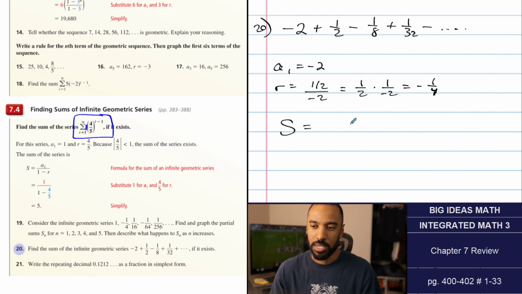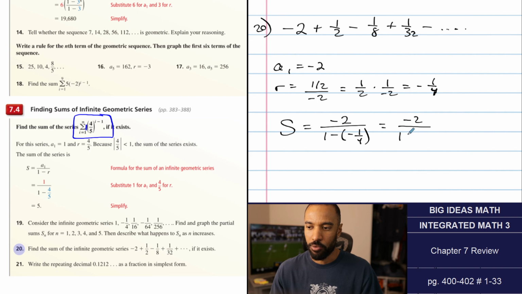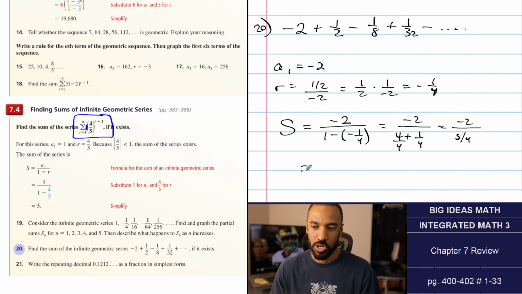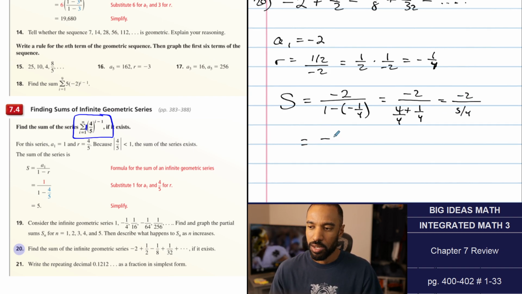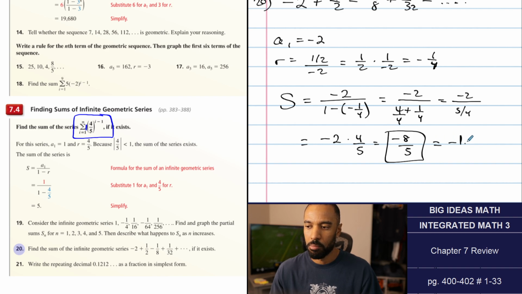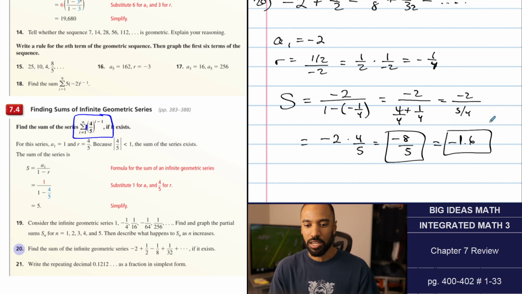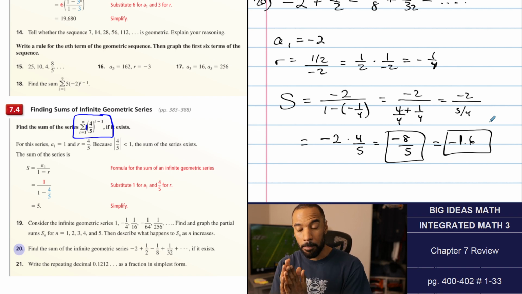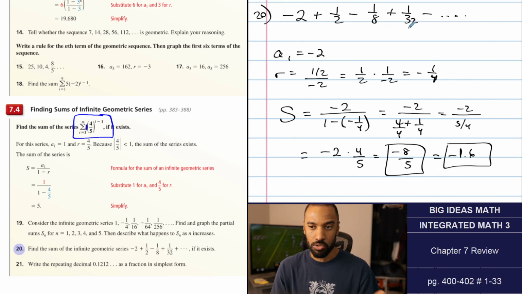So the infinite sum here is going to take the first term divided by 1 minus r, 1 minus -1/4, which is -2 over 1 plus 1/4, and 1 is also 4/4. 4/4 plus 1/4 is 5/4, so -2 over 5/4, I'm doing this all not in the calculator, is -2 times 4/5, which is -8/5. Here's an exact version of the answer. You can also write -1.6. So that is the converging sum there. That is the sum of these all together if this continues infinitely.